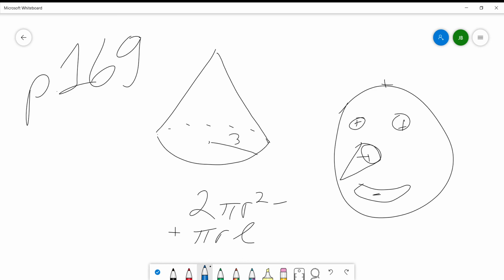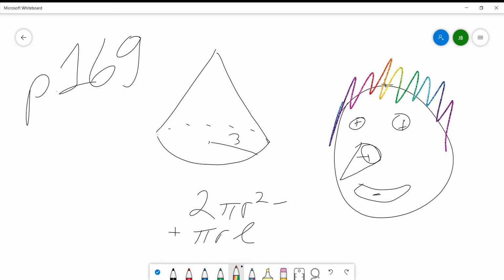The more I look at this guy, the more I'm starting to fall in love with him. Let's give him rainbow hair. I feel like we should name him. I love him.